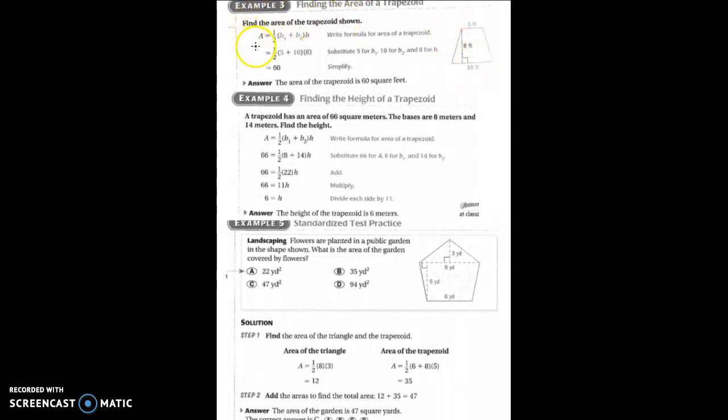So all I have to do is write out the formula of a trapezoid and then put in those values. So I have half, the first base is 5, the second base is 10, and then the height is 8. So I have half times 5 plus 10 times 8, which is 15 in the middle, and then 8 times 15 is 120, and then I multiply that by half, and I would get 60.